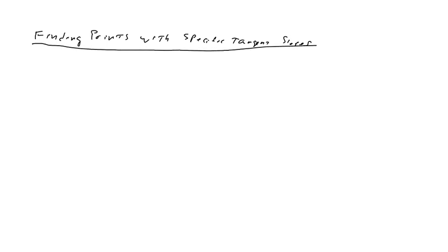Finding points with specific tangent slopes. That's it. Finding points with specific tangent slopes. Basically what we're doing is solving for a specific derivative.